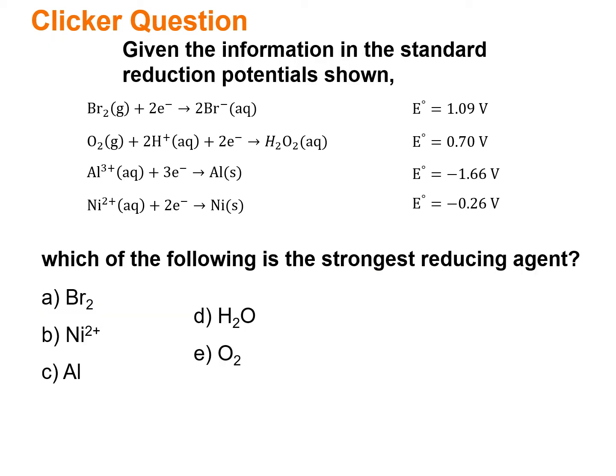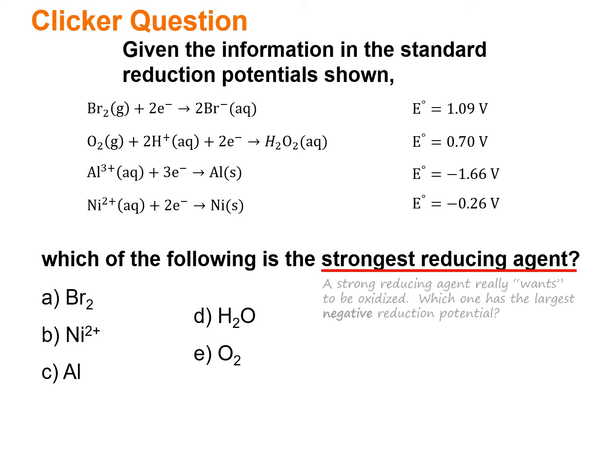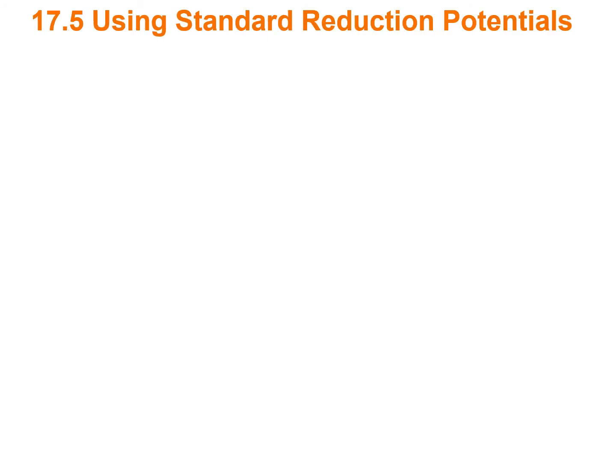This question says, what is the strongest reducing agent? If we're looking at the strongest reducing agent, we still have to think about the argument in terms of what wants to be oxidized the most. That means it's got the largest negative reduction potential. So what's the largest negative number there? The one that we see is aluminum. So aluminum is our strongest reducing agent in this case.